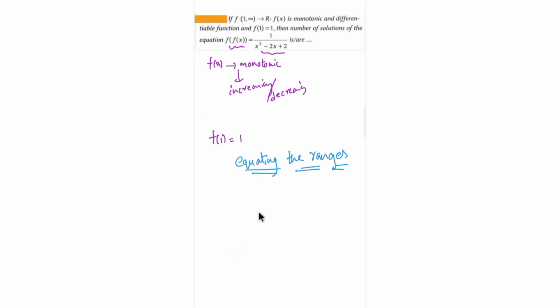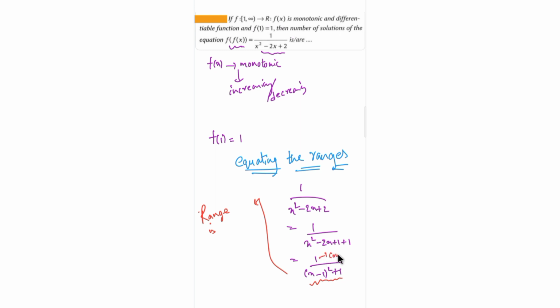Starting with that, the function on the right hand side is basically 1 by x square minus 2x plus 2. We can write this as 1 by x square minus 2x plus 1 plus 1, and this is nothing but 1 by x minus 1 whole square plus 1. From here we can infer the range. First make sure what the range of the denominator is, because the constant you don't need to bother about; you need to bother about this part.